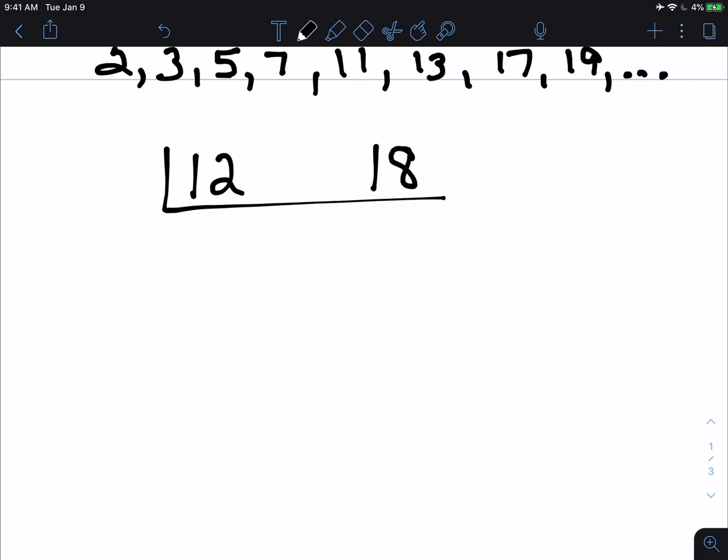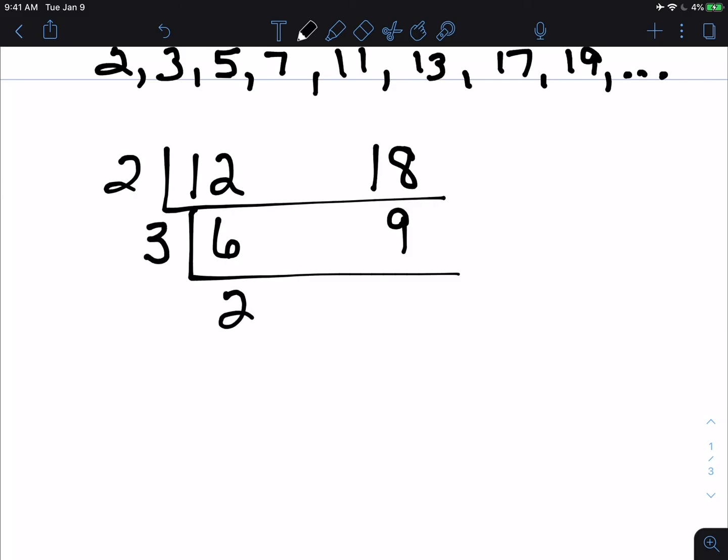So I'm going to start with a prime number that goes into both 12 and 18, and that would be 2. I could have started with 3, but I like to start with the smallest. And then I'm going to divide. 2 goes into 12 6 times, 2 goes into 18 9 times. And then I'm going to go again if I can. Is there another prime number that will go into both 6 and 9? Well, I can't use 2 because 2 won't go into 9, but I can use 3. So 3 will go into 6 2 times, 3 will go into 9 3 times.